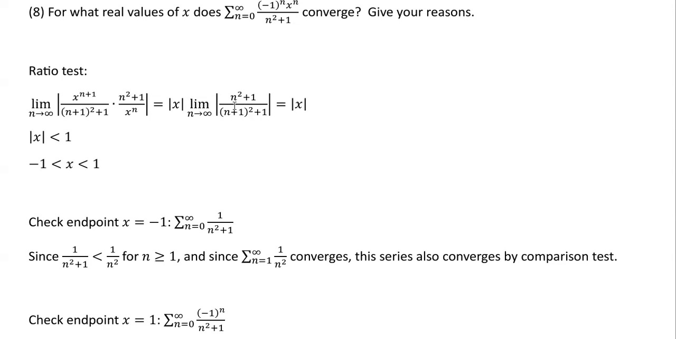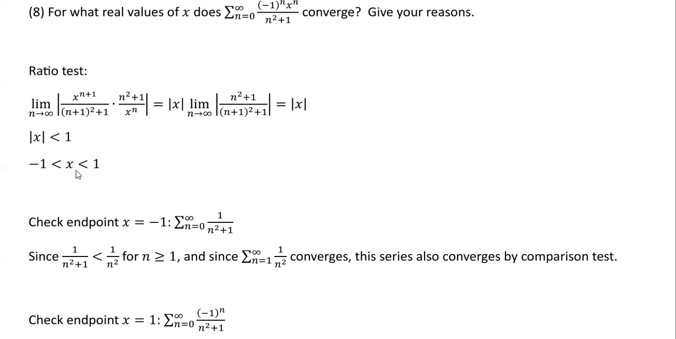By the way, when you move that x out in front, you can't drop the absolute value. For it to converge, the ratio test says the result of the limit has to be less than 1. Now we start solving this inequality: negative 1 is less than x, less than 1. By the way, the radius of convergence is 1. And then we start solving the inequality.